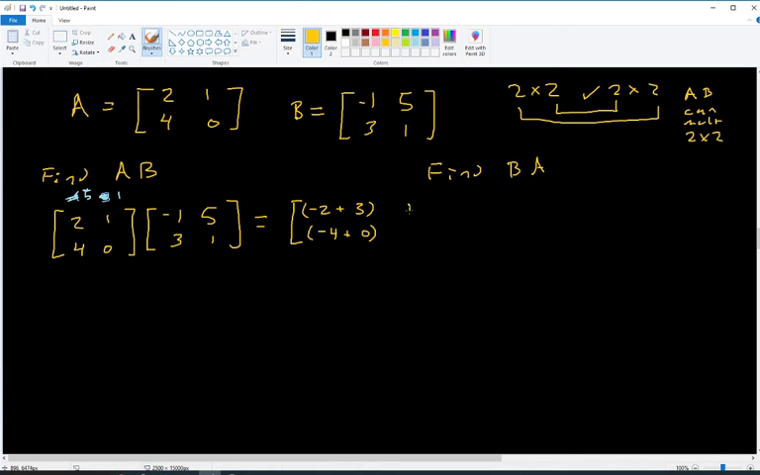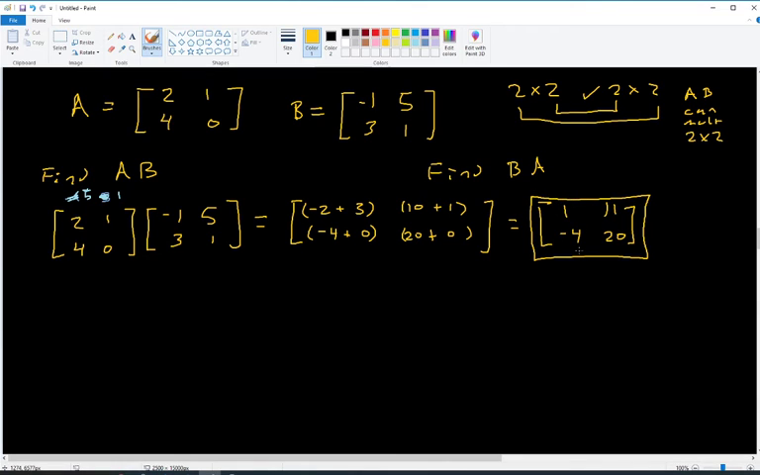5 times 2 is 10. 1 times 1 is 1, so it's a 10 plus a 1. 5 times 4 is 20. Plus, let's see here, 1 times 0 is 0. So we add this up, and we get -2 plus 3 is 1. -4 plus 0 is -4. 10 plus 1 is 11. 20 plus nothing is 20. So that is our matrix A times B.